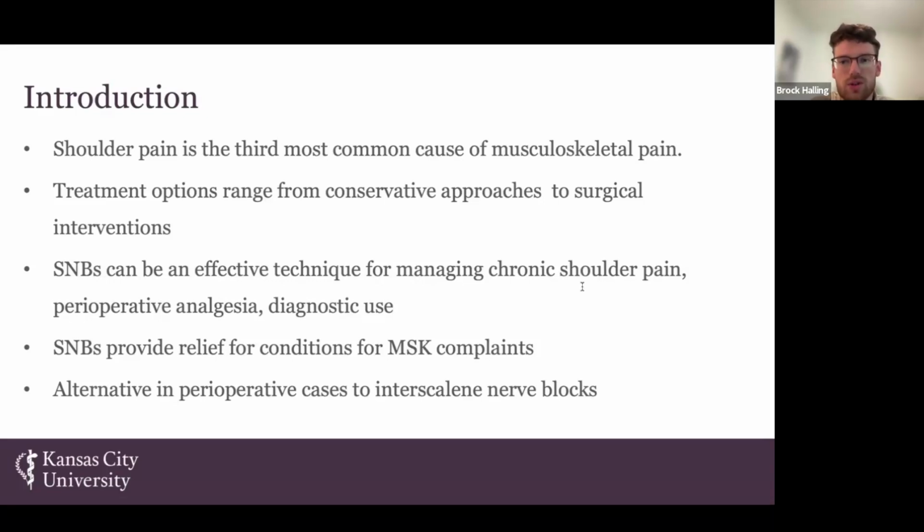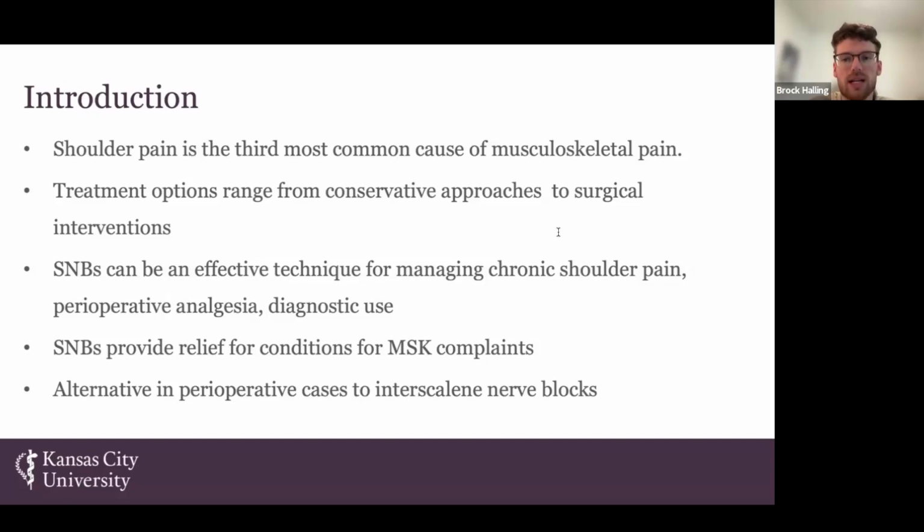So where do these nerve blocks come into all of this? Suprascapular nerve blocks can be an effective technique for managing chronic shoulder pain, but are also frequently used as perioperative analgesia for those undergoing shoulder surgery in an acute pain setting.